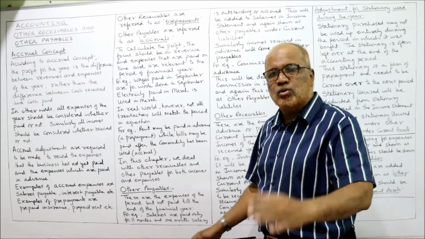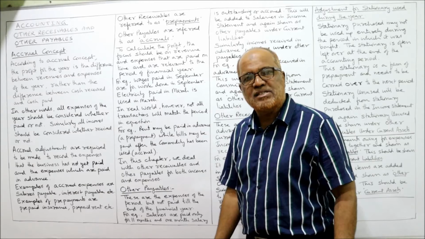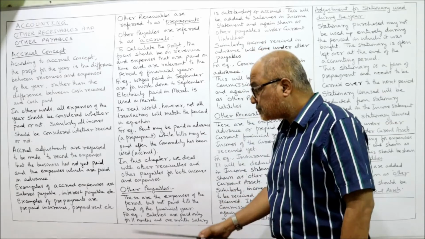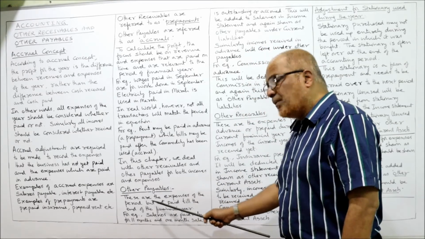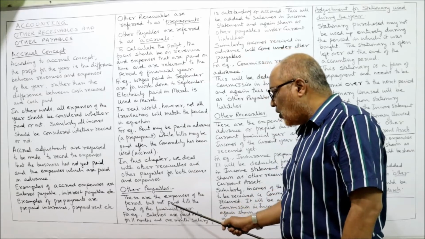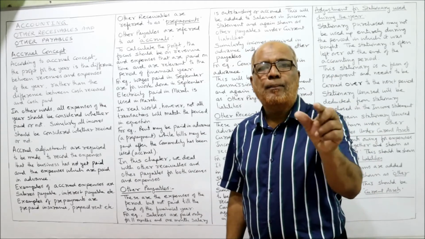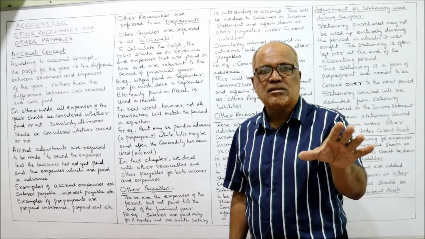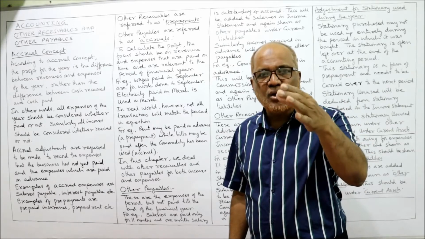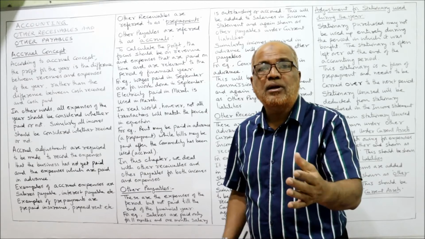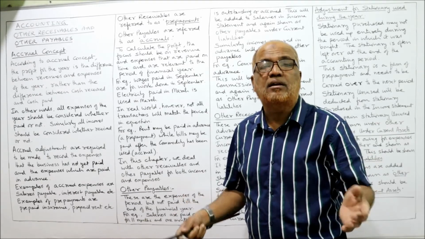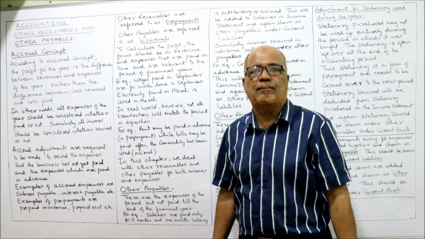So first of all, individually I'll explain other payables. First, other payables I'll explain. These are the expenses of the period, but not yet paid till the end of the financial year. Other payables means those expenses of the current year but not yet paid till the end of the accounting period.